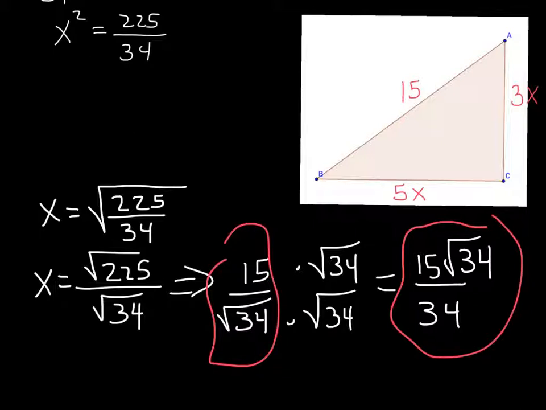We could approximate that. But just remember that this thing has to still be multiplied. If you're looking at a side length, our answer would still have to be multiplied by 5 for this and 3 for this. And whatever those things are, they're going to be less than 15 because the hypotenuse is always the longest side, right?